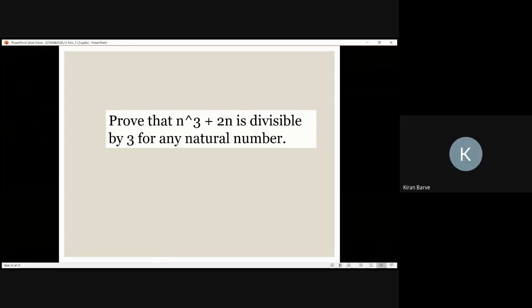Yes, sir. So the remainder is 1. Consider n = 4. The remainder when divided by 3 is 1. So 2 into 4 is 8. The remainder is 2.